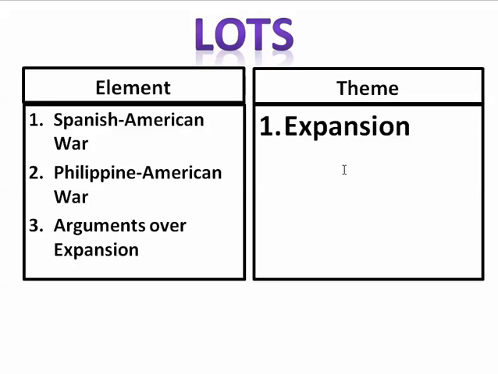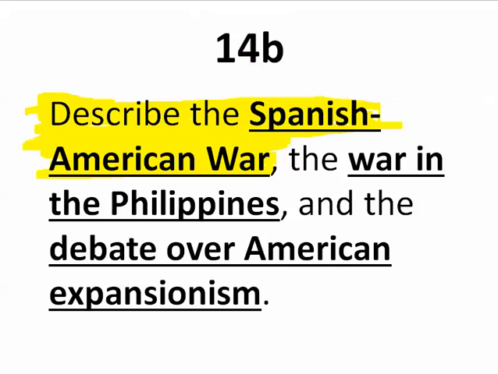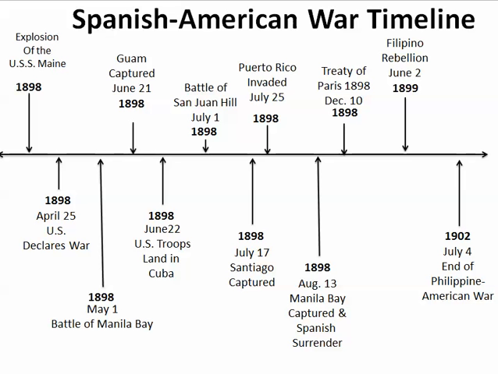The continental United States has absorbed manifest destiny all the way to the west. We discussed that in the last unit. Now we're going to expand beyond our borders. Okay, so the Spanish-American War, the war in the Philippines, and the arguments over expansion. Let's go ahead and jump into this first part. Describe the Spanish-American War. And I've given you a timeline here you can look at.